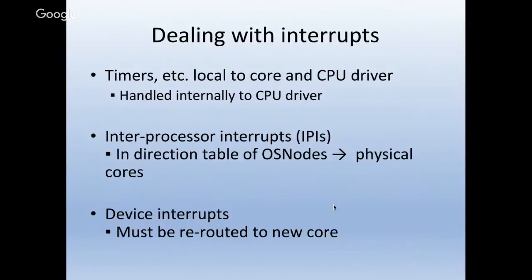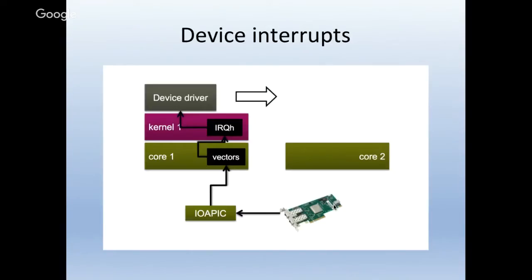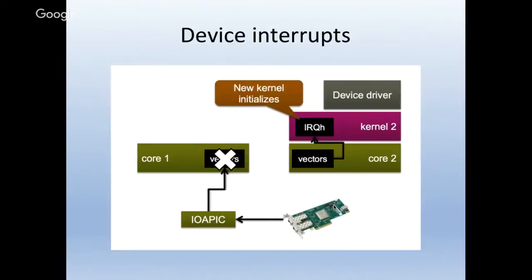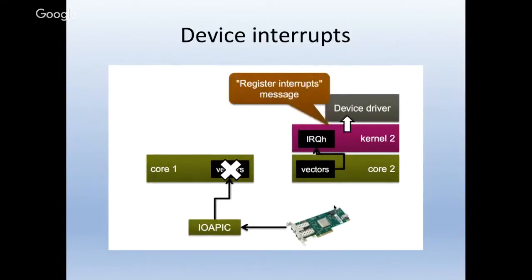So what happens if we have a device interrupt? A device that runs on some core is migrated to a different core. Right now, we essentially mark all the interrupts on the core, and then we have to register the interrupts on the device driver. Typically during this process, you have to go and check again if something happened on the device, or you can poll the device while doing this shift.